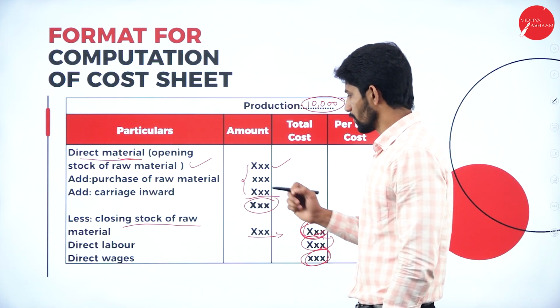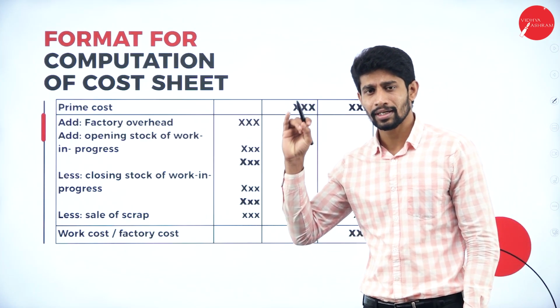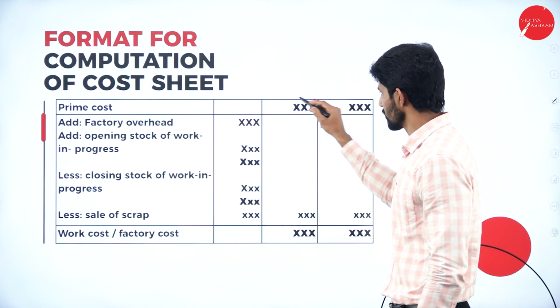So what you are going to do after this, you are going to add those 3 items. Which items? Direct labor, direct wages, direct expenses. If you add those 3 items, you are going to get some total.